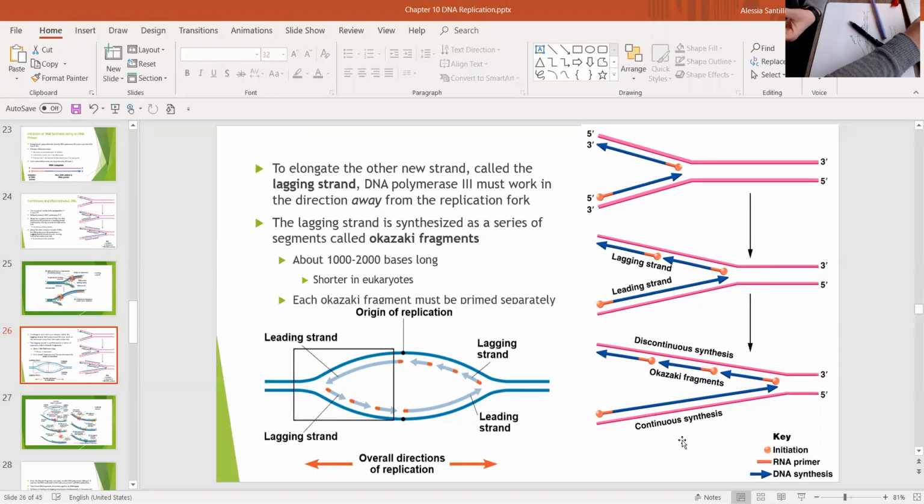And so we obviously have to change it. You can see the leading strand just follows the replication fork. The lagging strand has to wait for the replication fork to open before it can prime it and then extend it towards the 3' direction. Open up a little bit more, prime it, and then extend it.